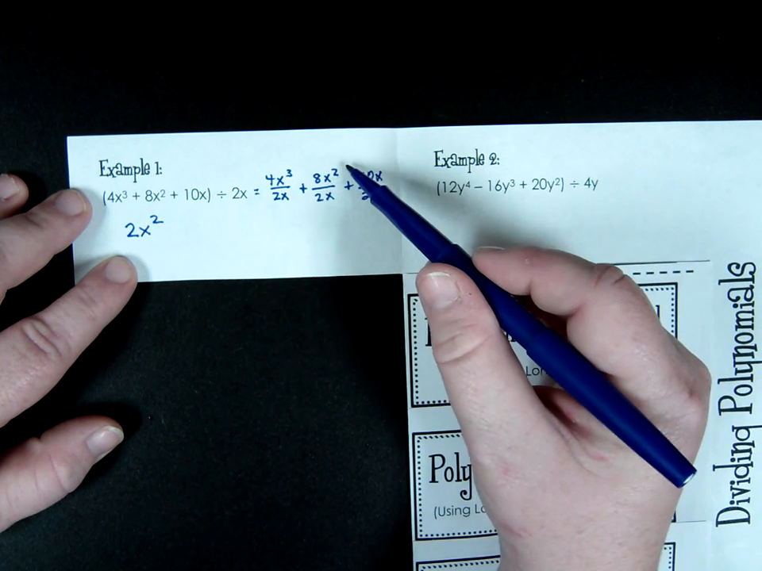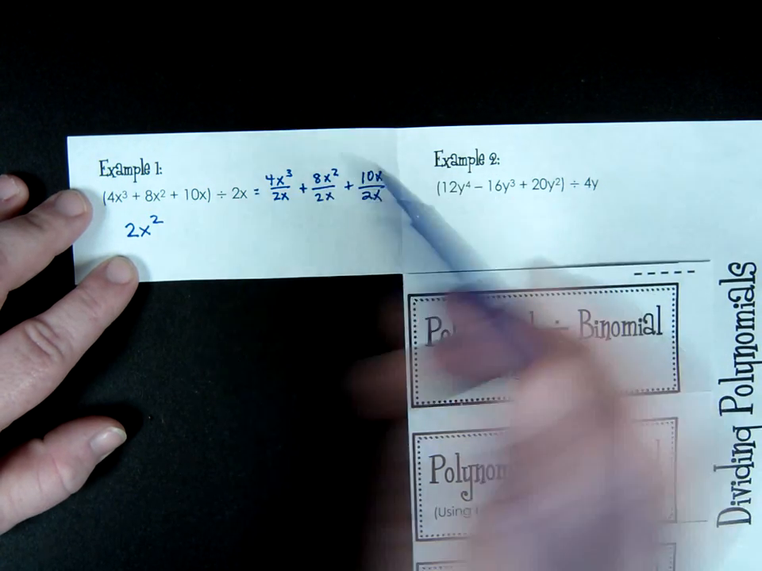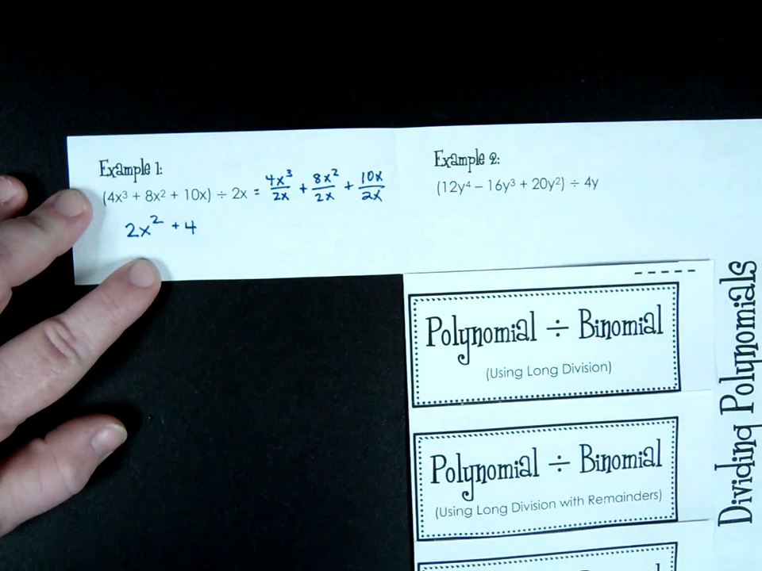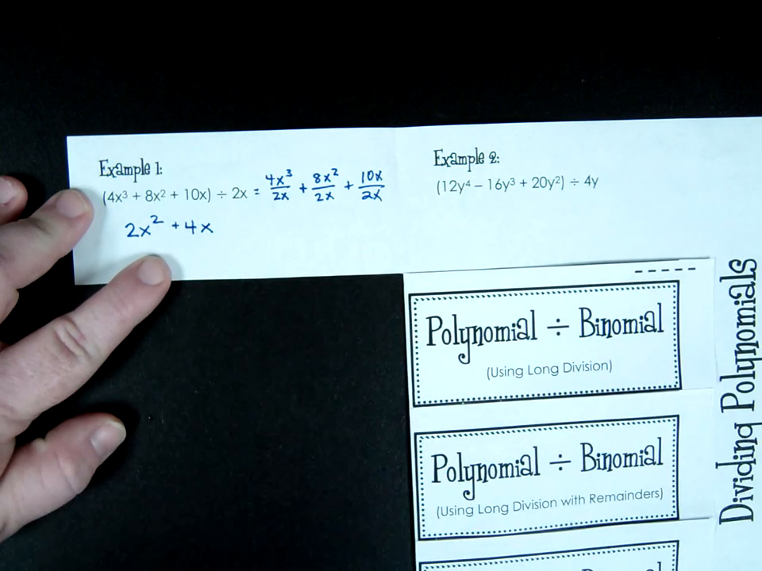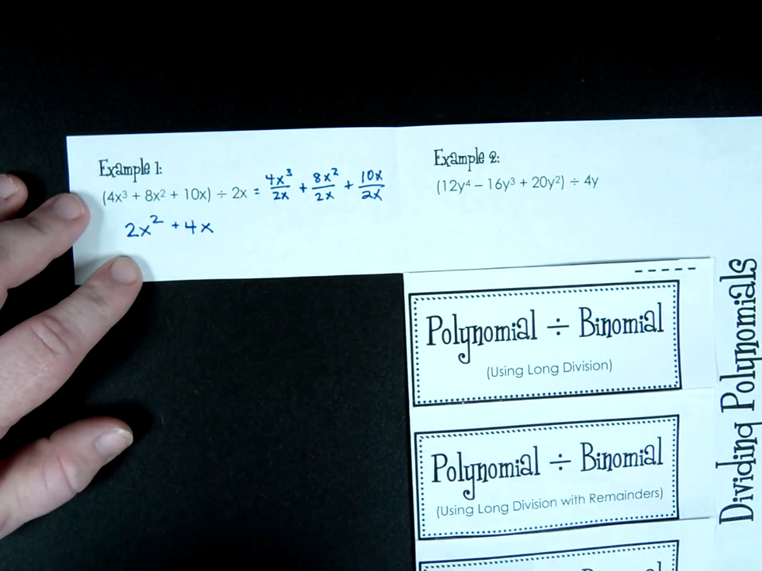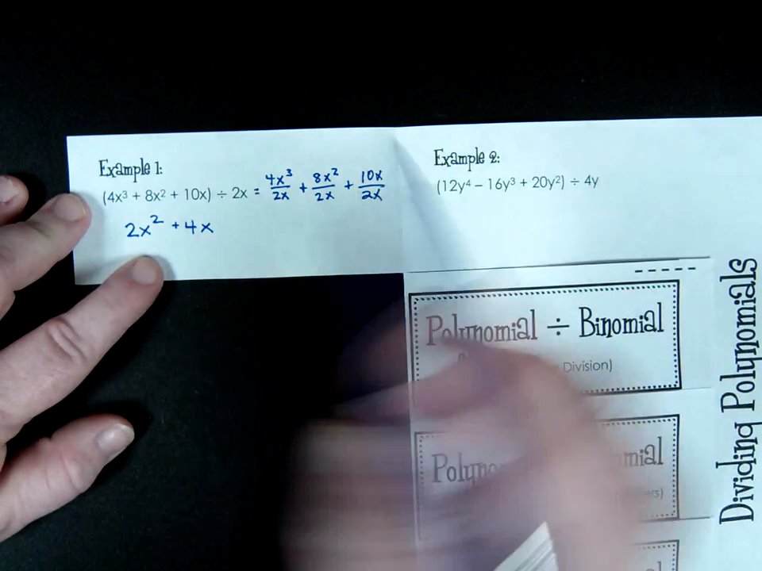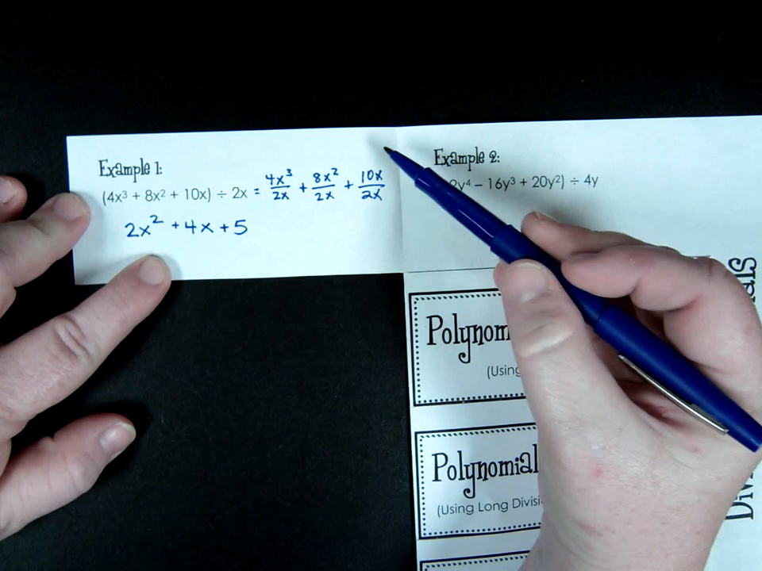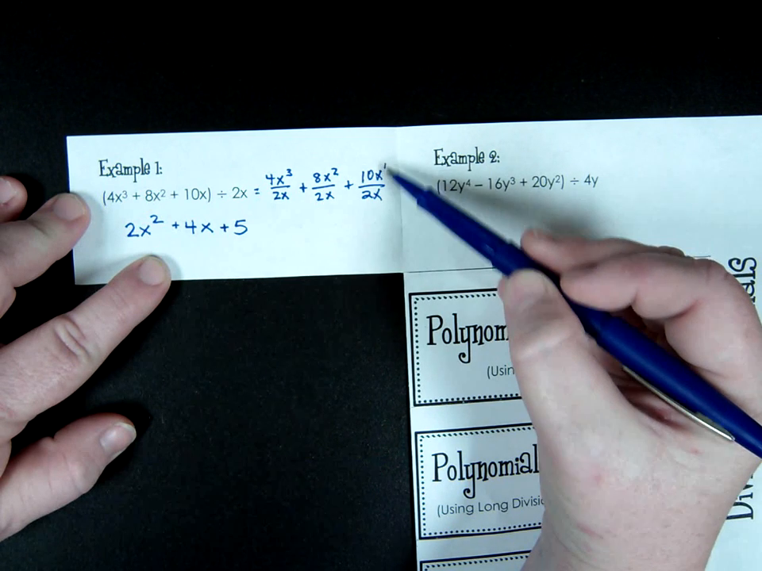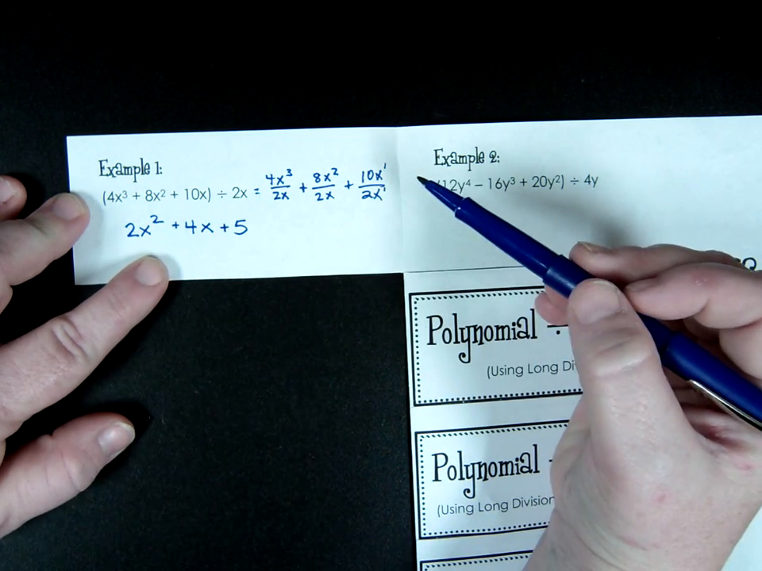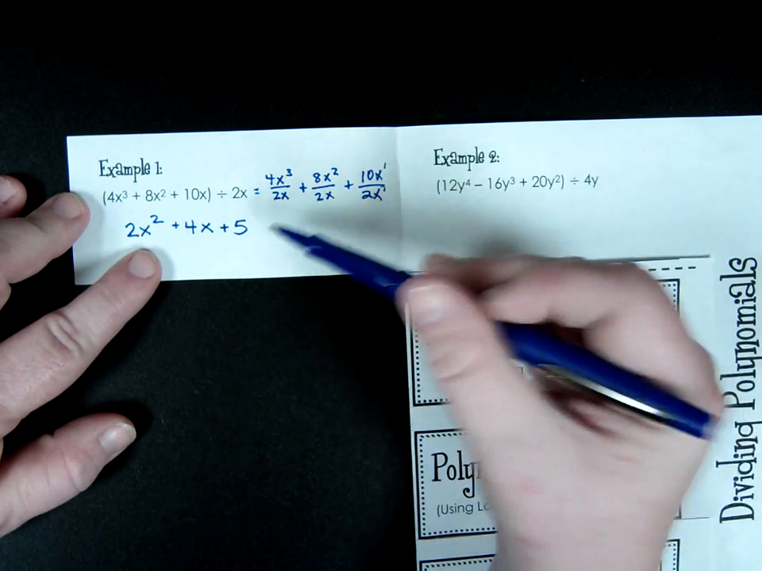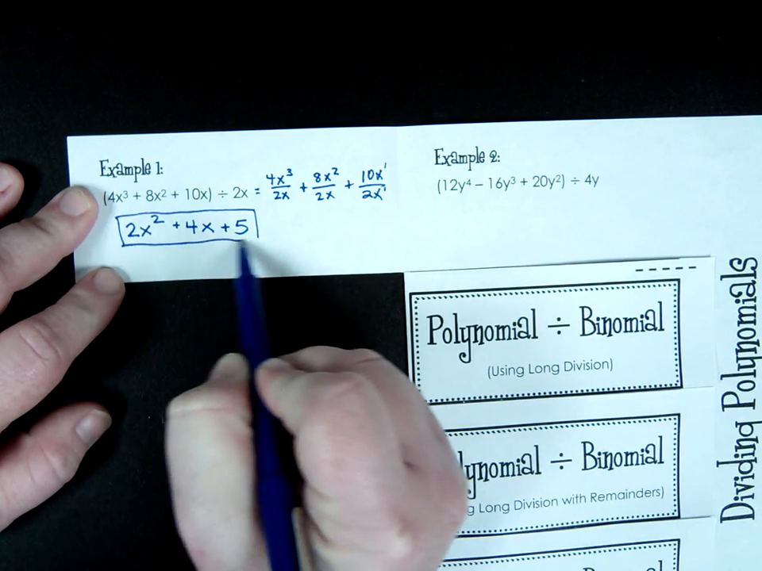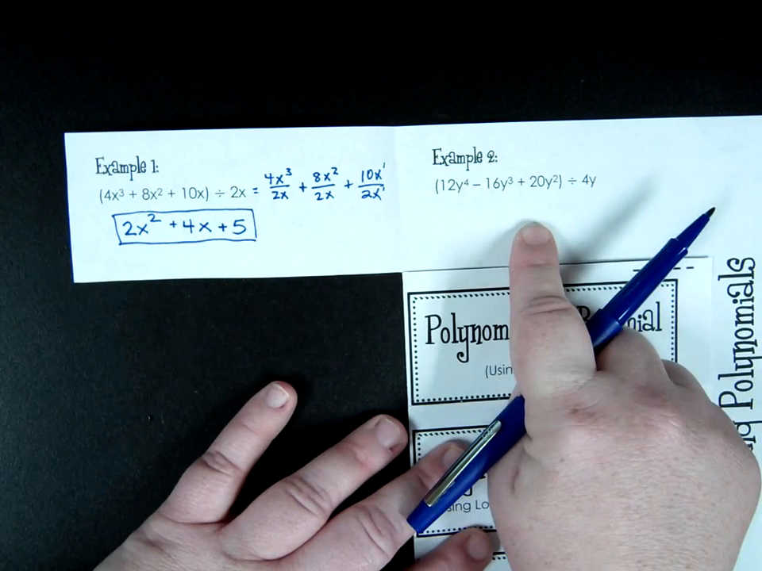Then I look at 8x squared divided by 2x. Well, 8 divided by 2 is 4. And then x squared divided by x, which would mean 2 minus 1 for my exponents, would just be x to the first power. And then the last one, 10 divided by 2, will give me a positive 5, so it's plus 5. And then an x divided by an x, which means an exponent of 1 minus an exponent of 1 gives me an exponent of 0. So that would just be times 1, which would just give me 5. So this would be my final answer. So go ahead and pause the video and do example 2 on your own.